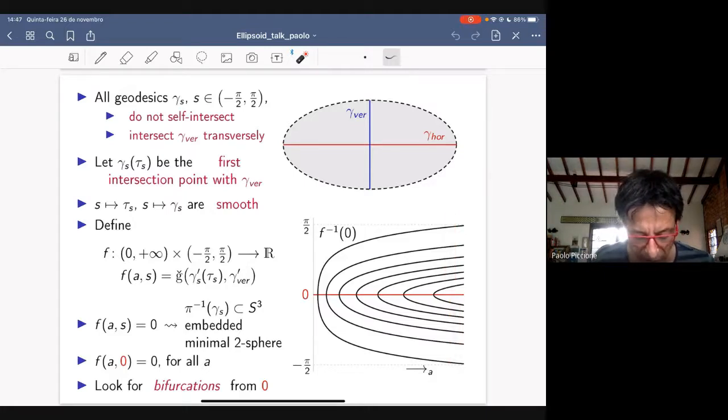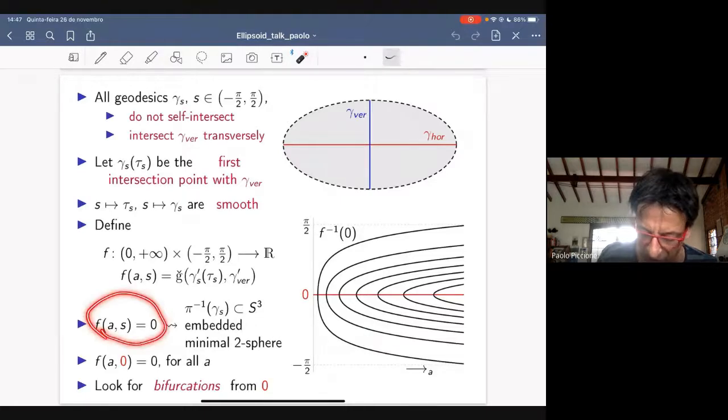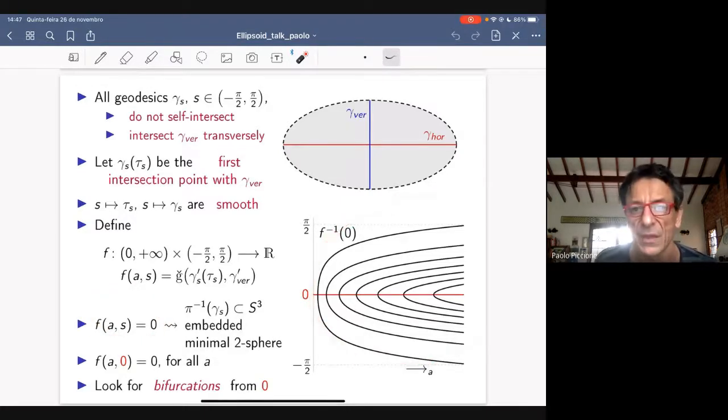So basically now the problem is showing that the zero set of this function has this shape here, okay? And this now becomes almost a classical bifurcation problem.